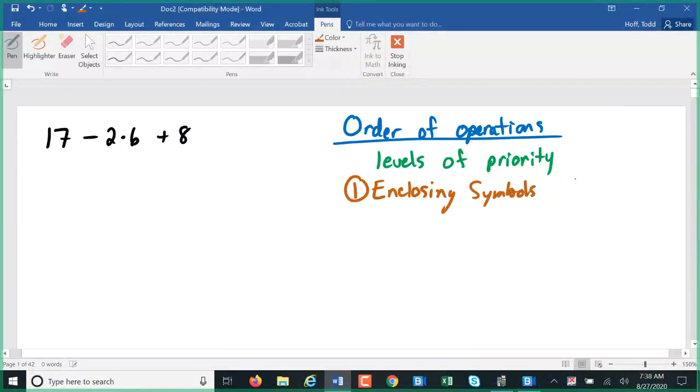Now, many of us have heard that when we've done order of operations before, it is just parentheses. Well, parentheses is the main type, the most common type of enclosing symbol, but there are other enclosing symbols that we run into.